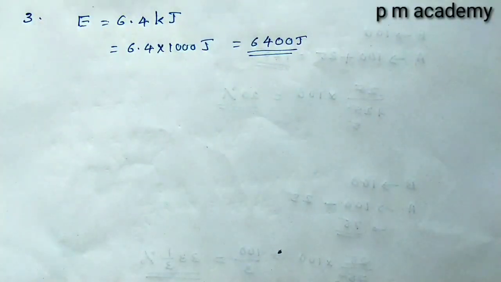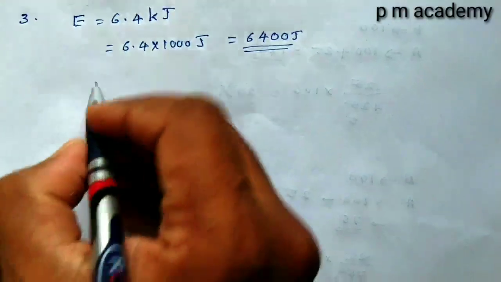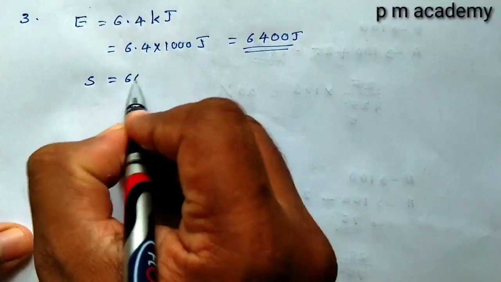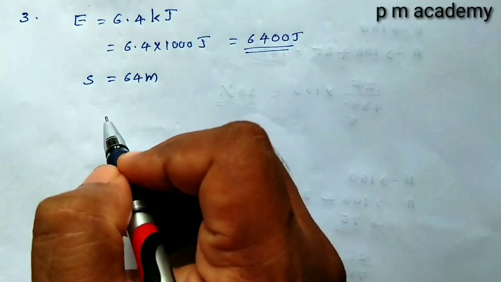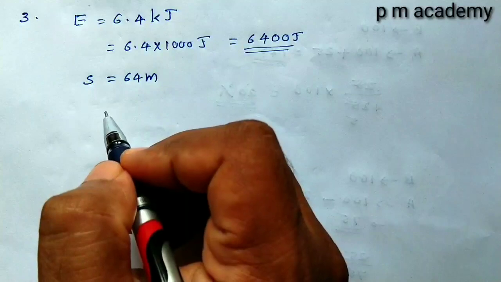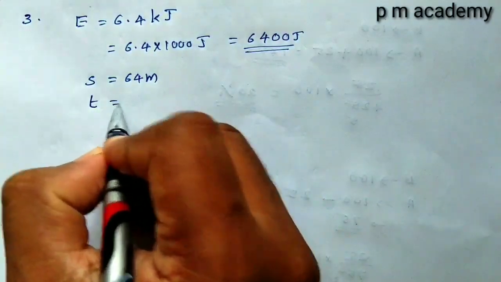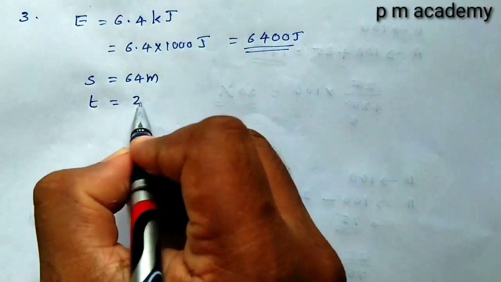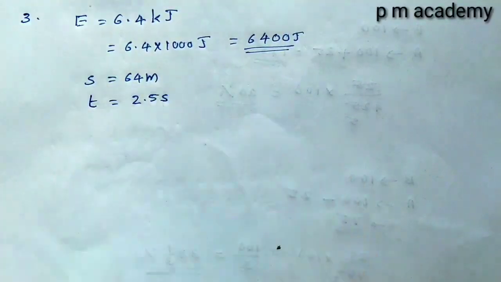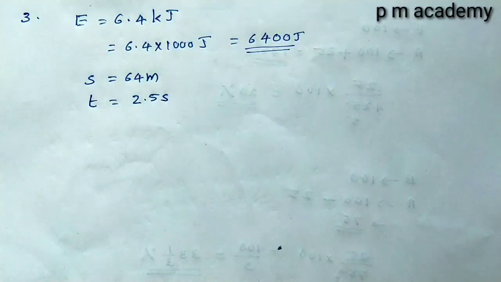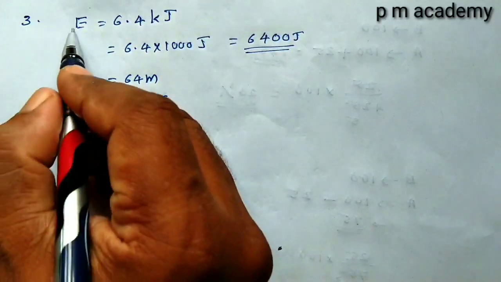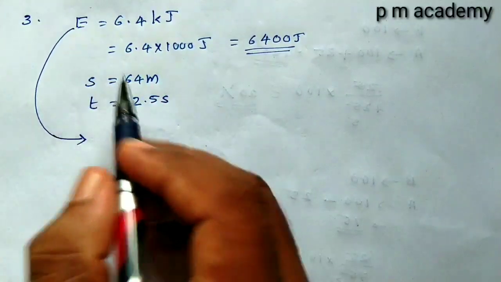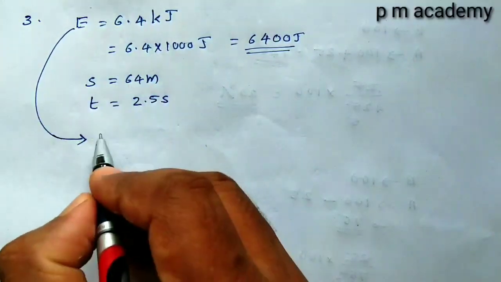Displacing a body by 64 meter. That is, displacement is 64 meter. Displacement of the object is 64 meter, and the time taken for this work is 2.5 seconds. These are the given quantities. Question number 1, calculate the force applied.